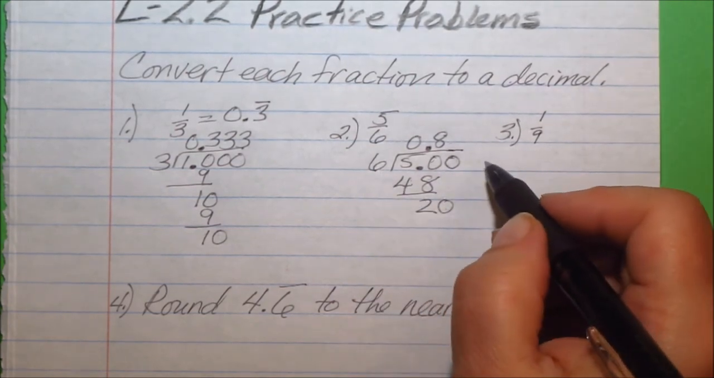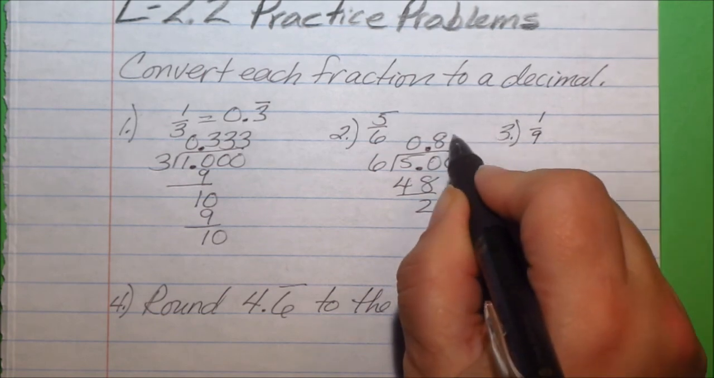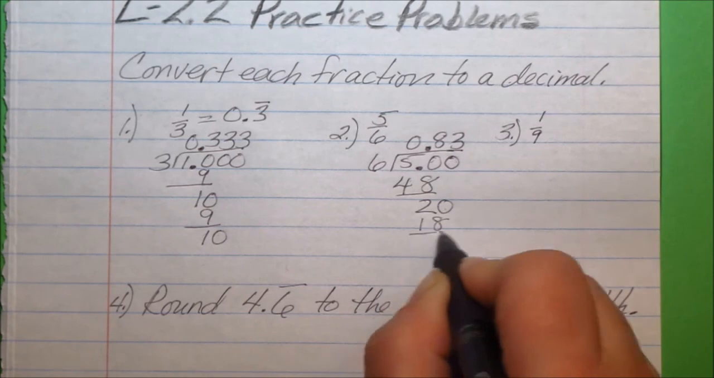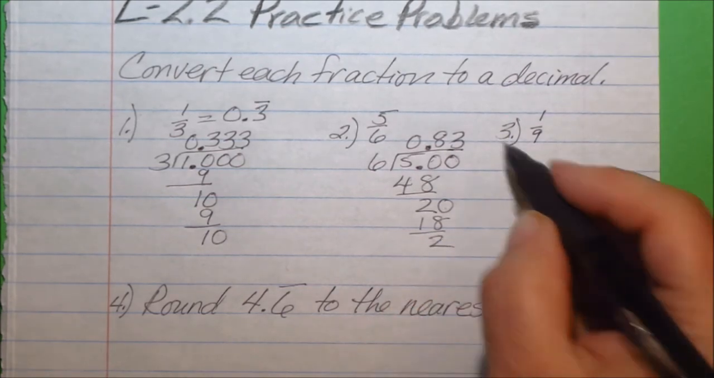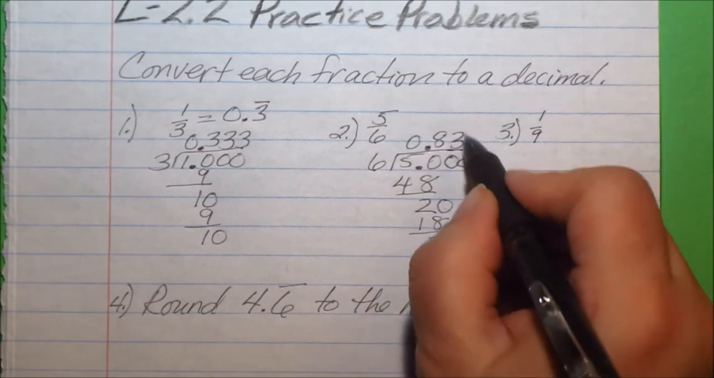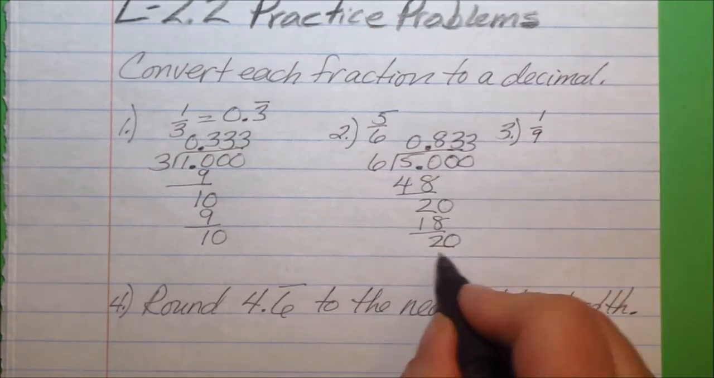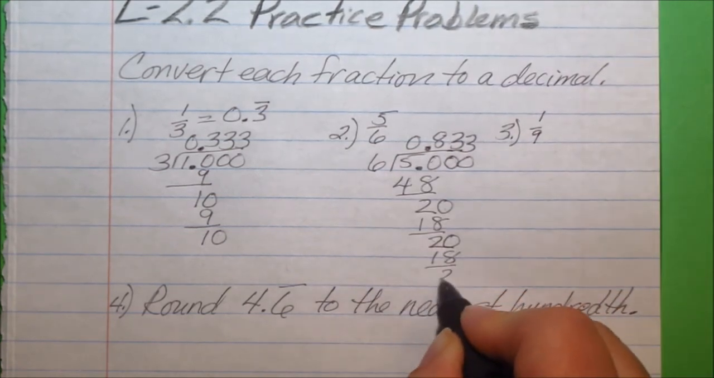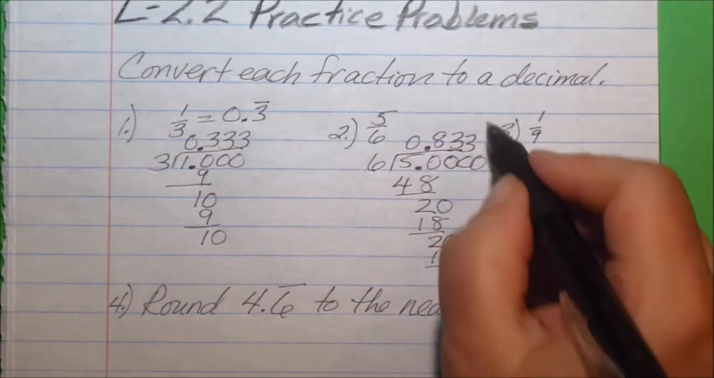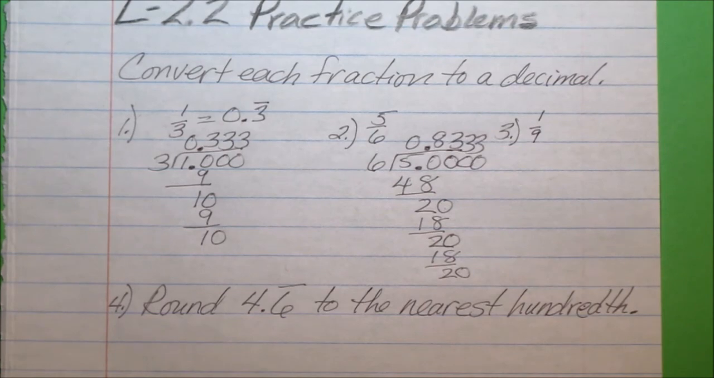6 can go into 20. How many times? 3 times. 3 times 6 is 18. When I subtract, that leaves me with 2. So I'll add another 0 and bring it down. 6 goes into 20 3 times. 3 times 6 is 18. That leaves me with 2. So I add another 0 and bring it down. 6 goes into 20 3 times. Do we see the pattern?